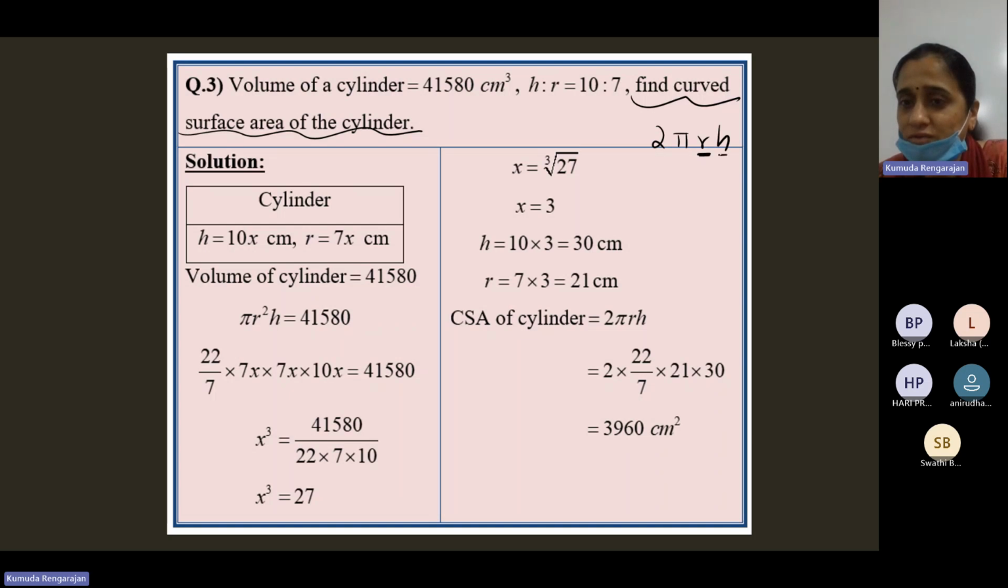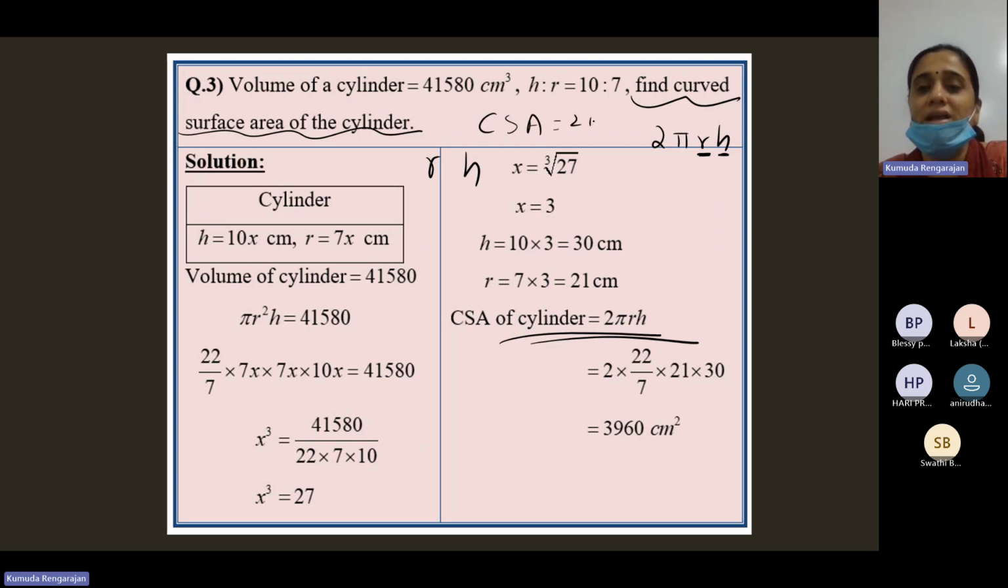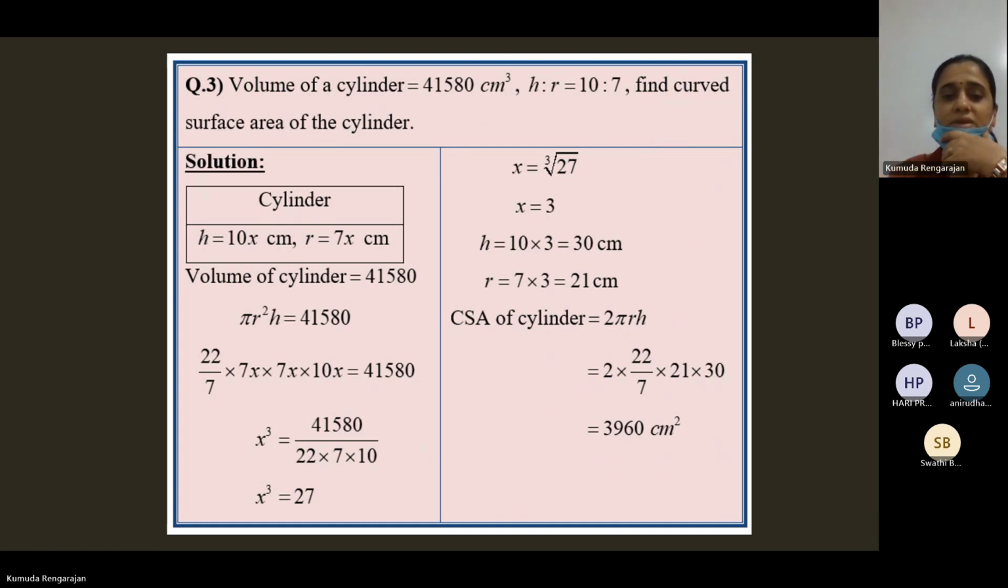Do you know the values of R and H? No. Then we have to first find R and H. Then we have to write the CSA is 2 pi RH. As soon as we read the question, we should not write CSA is equal to 2 pi RH and think as to how to do. We don't know R and H. That is why this information is given.